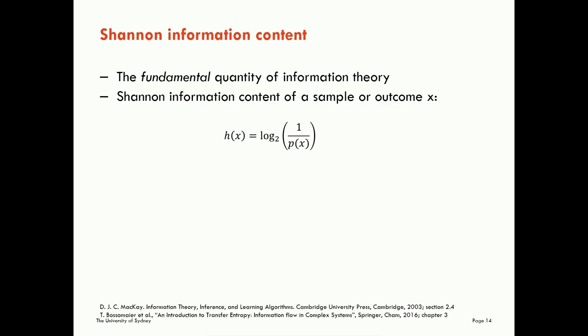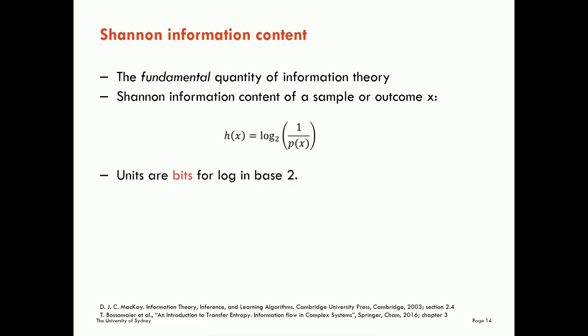Okay, the fundamental quantity of information theory then is what's called the Shannon information content. This refers to the information content of a specific sample or outcome, little x, from our sample space. It is simply the log of the inverse probability of x. This is our Shannon information content.